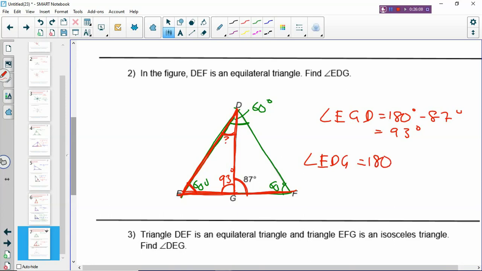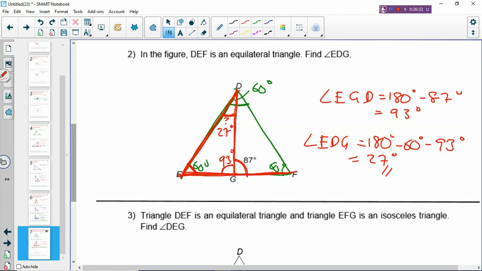So 180 minus 60 minus 93, and you get the question mark. So 180 minus 60 minus 93, and you will get 27 degrees. So your angle EDG is 27 degrees. Okay, right, so for angle problem, you may want to use some color pencil to show out what kind of triangles they are. Okay, next one.